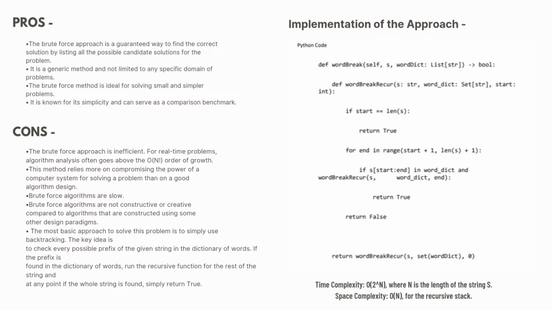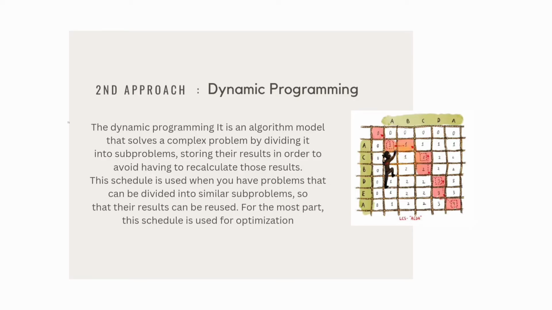Now the next approach, dynamic programming. Dynamic programming is an algorithm that solves a complex problem by dividing it into sub-problems. If we have a very big problem, we are going to solve it by dividing it into many sub-problems. And each sub-problem would have a solution. That solution would be stored immediately.